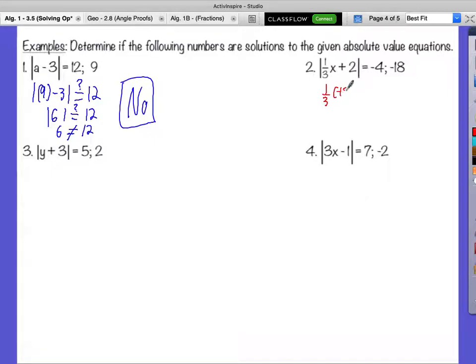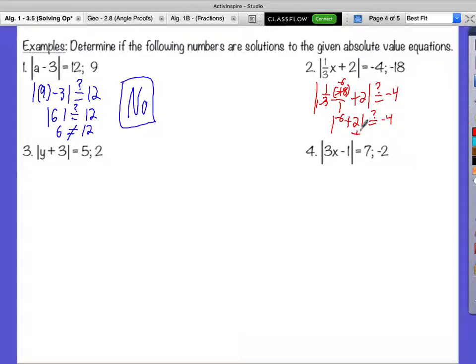1/3 times negative 18, you can make it negative 18 over 1 to help with that fraction, plus 2 equals negative 4. Okay, so we're saying the absolute value of all of this, just negative 18 is now x. So what can we do with that negative 18 and that 3? We can cross reduce. 3 goes into 3 once, 3 goes into negative 18 how many times? Negative 6 times. We have negative 6 on the top, and just a 1 on the bottom, so you don't have to write it. Negative 6 plus 2 equals negative 4. Well, what is negative 6 plus 2?